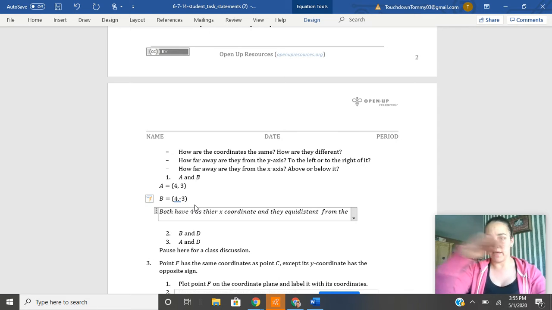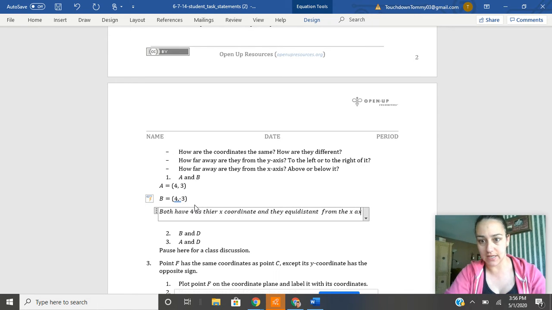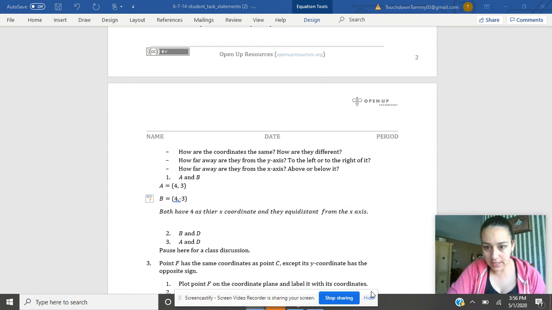From the x-axis, that horizontal one is the x. There we go. I need to pause for a moment.